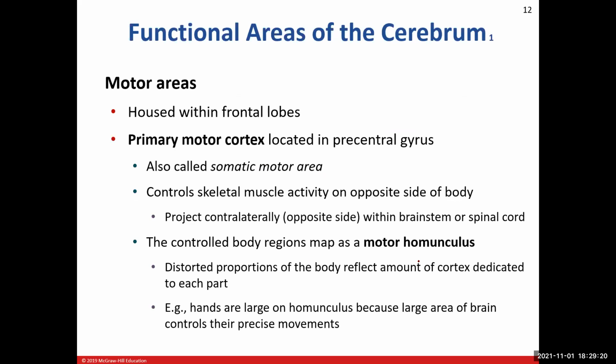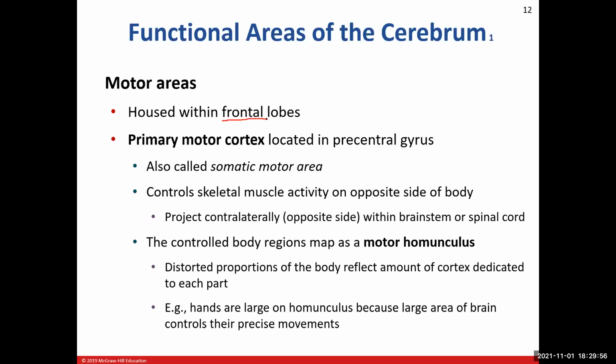I strongly urge you to memorize and learn what each lobe is and some of their functions, and then you can progress on to what we call the functional areas of the cerebrum. Basically now I'm just going to talk about where you will find certain functions in the brain. We're going to start off by talking about our motor areas, and this is going to be in the frontal lobes, both left and right frontal lobes.